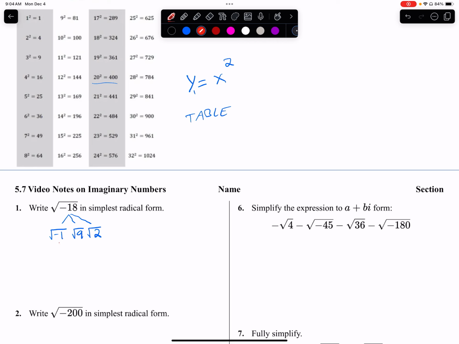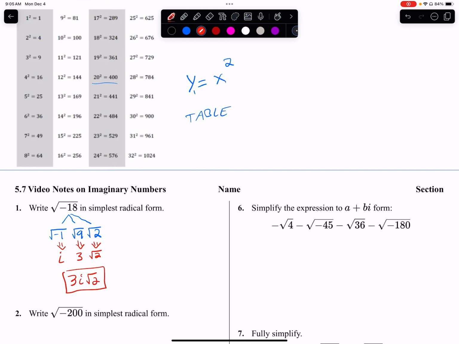The square root of negative 1, you now know, is this number i. The square root of 9, you know, is 3. And the square root of 2 remains the square root of 2, because there's nothing we can break down any farther with any of the perfect squares. So this should be written like 3i radical 2, and that is the simplified version of the square root of negative 18.